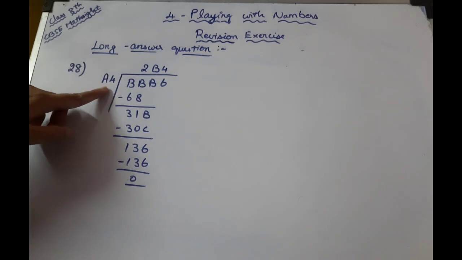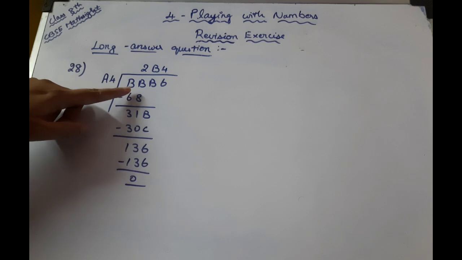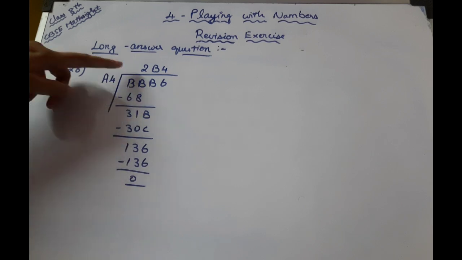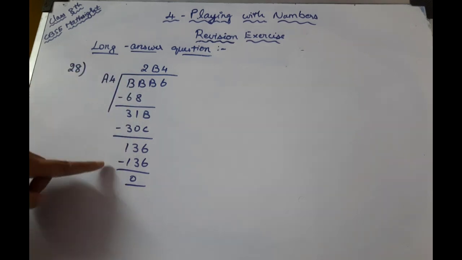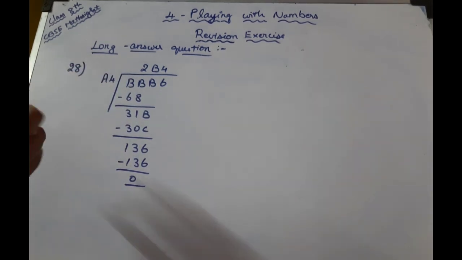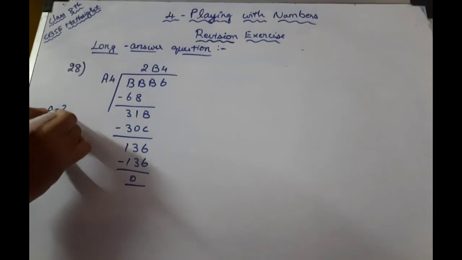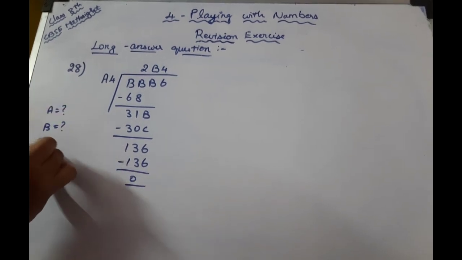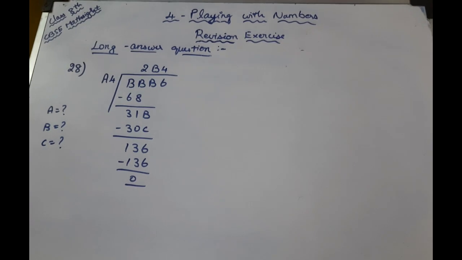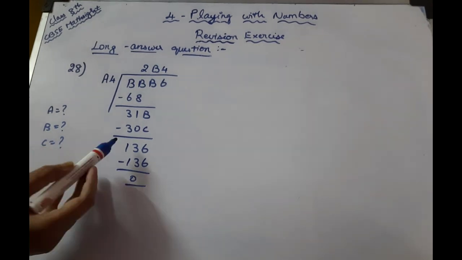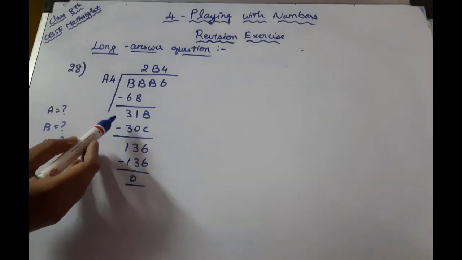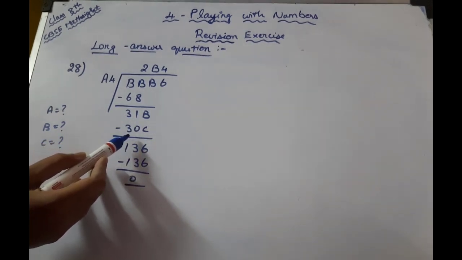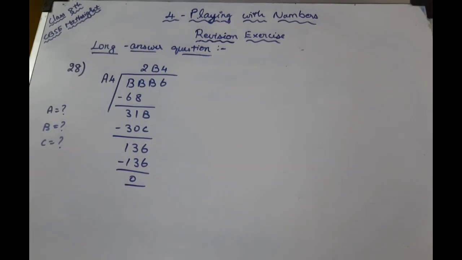So A4 is the divisor, B6 is the dividend, and they have given the quotient as 2B4. So they have given the division process and we have to find the three unknown values. We can see here A is unknown, B is unknown, and C value is unknown. So we have to find out all the three unknown values. So when we compare the value over here, we can see 31B minus 30C will give you 136.